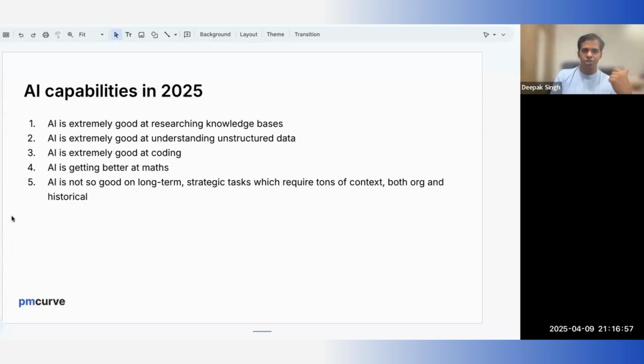So good at research, good at unstructured data, good at coding. AI is getting definitely better at maths. Initially, if you remember GPT-3, people were giving it math puzzles, and it was failing very badly at that. And people said that it does not have reasoning skills that humans have. And now if you look at AI, it can beat a lot of humans in maths, because it is able to score, let's say, 80-85% accuracy on graduate level maths.